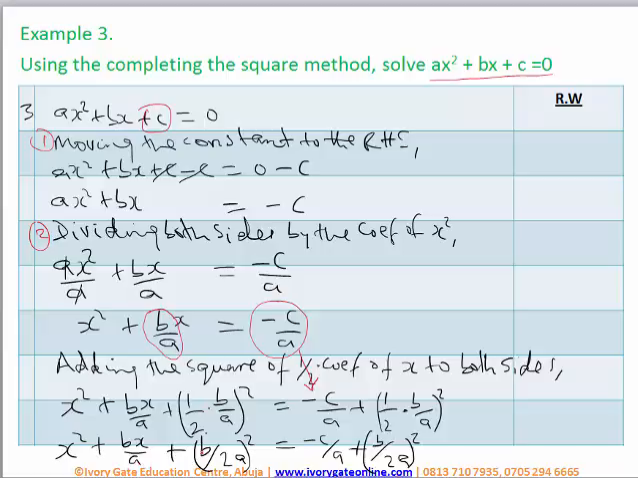How did you get b? 1 times b, b. Then 2a. How did we get 2a? 2 times a. So still all in brackets. So at this level, there is no point trying to open it up because you actually want to use it to get the perfect square. Then here we have minus c over a, which is already here, plus the new square of half coefficient of x that we've added.